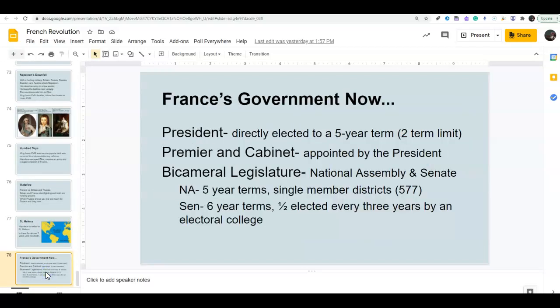If you are wondering about France's government now, it is very similar to the United States. They have a bicameral legislature, just meaning they have 2 houses, very similar to us. They have a president, very similar to us. They have a cabinet, which is appointed by the president, which is very similar to us.